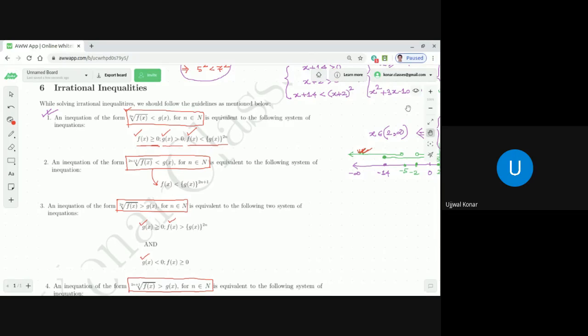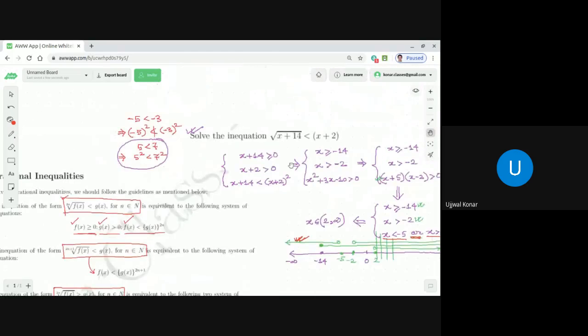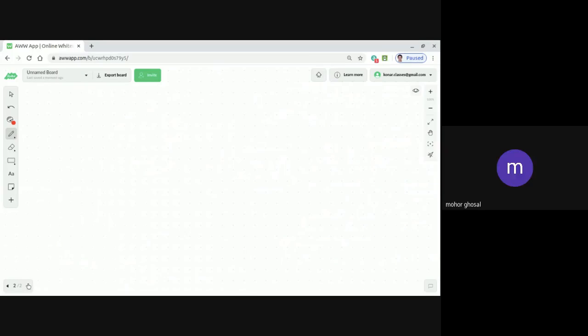If they are non-negative, only then can you proceed further. As you see in the example we have done, the square root of x plus 14 is less than x plus 2. What did we do first? First we said that x plus 14 has to be greater than or equal to 0, non-negative. That is fx, and gx is x plus 2, which is greater than 0. That should be followed for every question related to irrational inequations. Let us do the next question, then you will understand why I am saying so. I hope you will enjoy it.